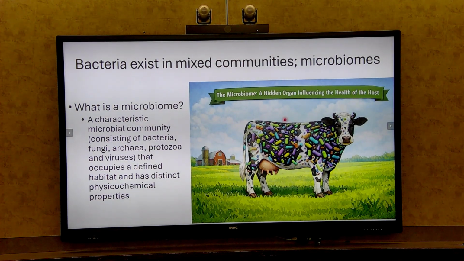So this polymicrobial nature of these abscesses brings about this idea of microbiomes. And microbiomes are bacterial communities. So in nature, most bacteria exist as a mixed community. And the definition of a microbiome is a microbial community consisting of bacteria, fungi, archaea, protozoa, viruses that occupies a defined habitat and has distinct physicochemical properties.